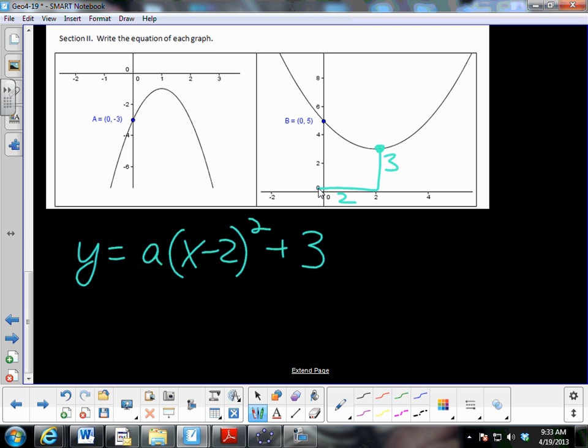Titus. What if it was on the left? Would it be plus 2? Yes. If the graph were over here, yes.